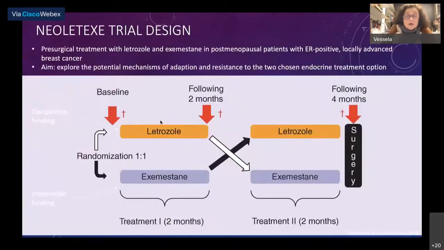Also, in another clinical trial, so how many more minutes? Do I have 10 more minutes? Of course, yes, sure. Is it okay? 10 more minutes just to show you these other results.